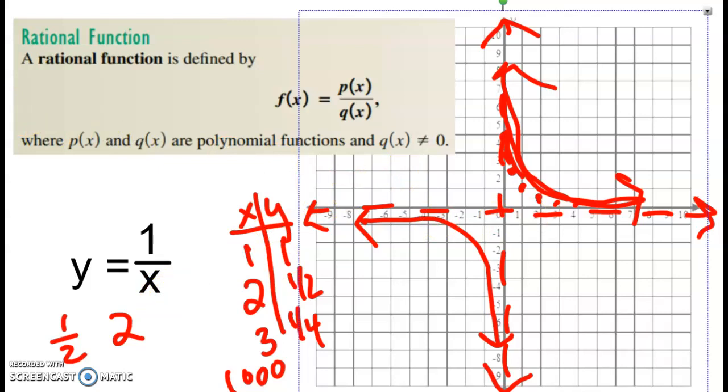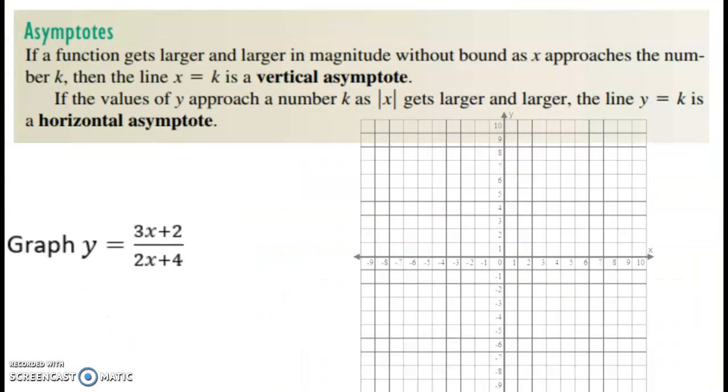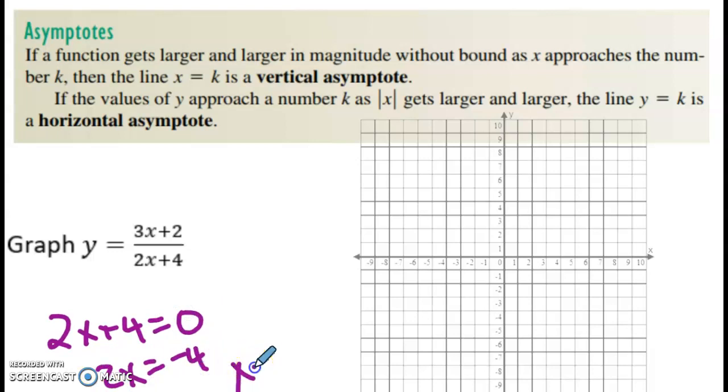Okay, so if we would graph y equals 3x plus 2 over 2x plus 4, to find the vertical asymptote I would take the denominator and set it equal to 0 and see that that would give me x equals -2. What that means is I can't put -2 in for x. 2 times -2 is -4. -4 plus 4 is 0. I can't do that. So I'm going to drop a vertical asymptote down at -2. Okay?